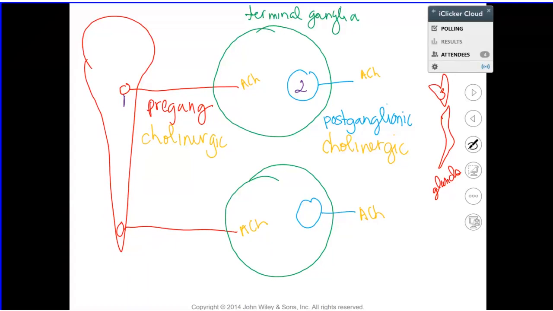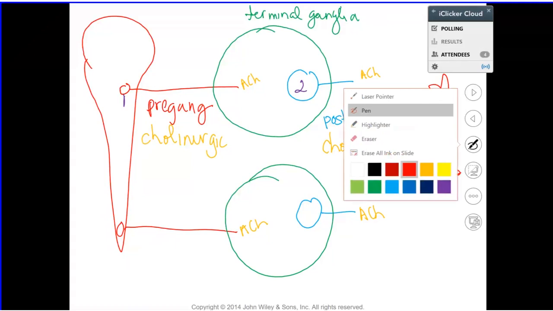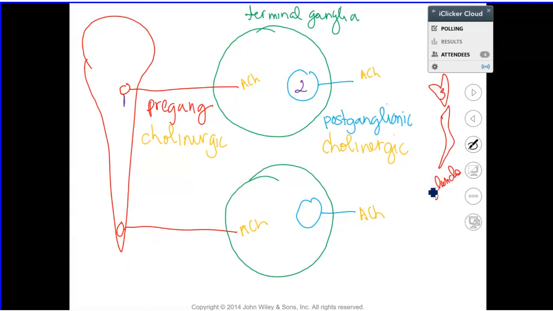So 1's still in the brain and spinal cord. Where do we release ACH? We release ACH right before 2. So when we look here, this is where our nicotinic receptors are going to be. So I'm just drawing an N for nicotinic.